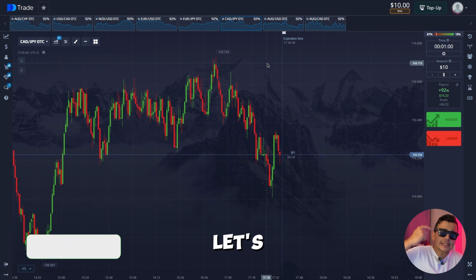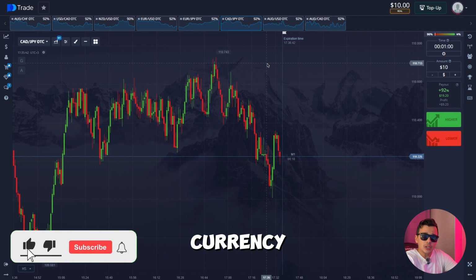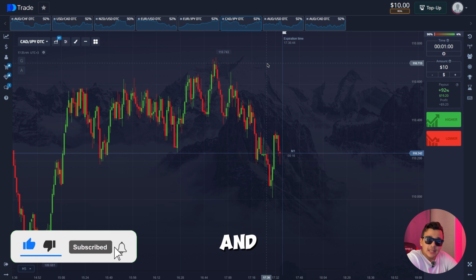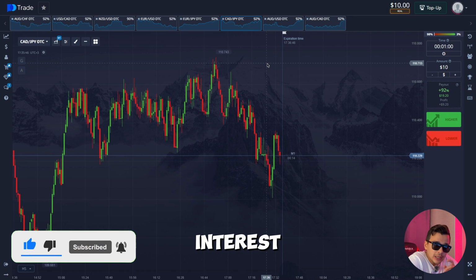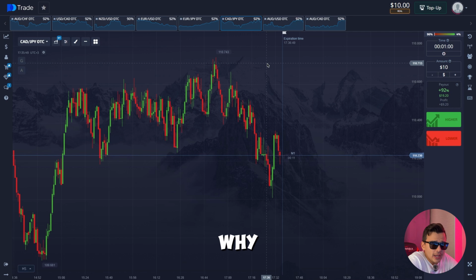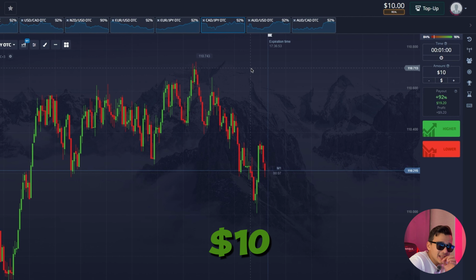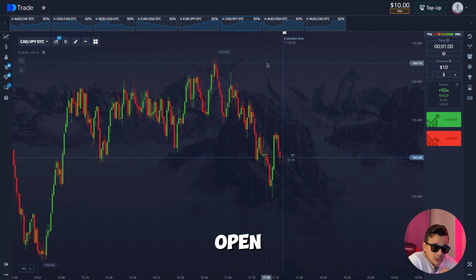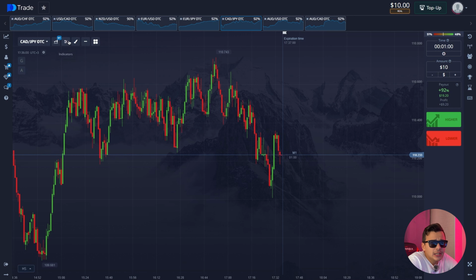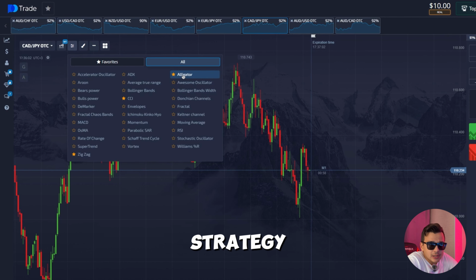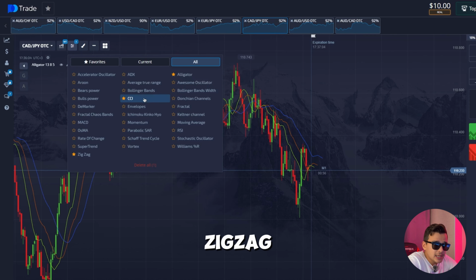So friends, let's start our trading. Today all currency pairs will have OTC, and it means that this is a good entry point for payments. So why not? Let's accelerate our deposit from $10 today. We will open trades on the minute time frame, and let's start selecting indicators. Today's trend strategy: Alligator, SSI, and Zig Zag.